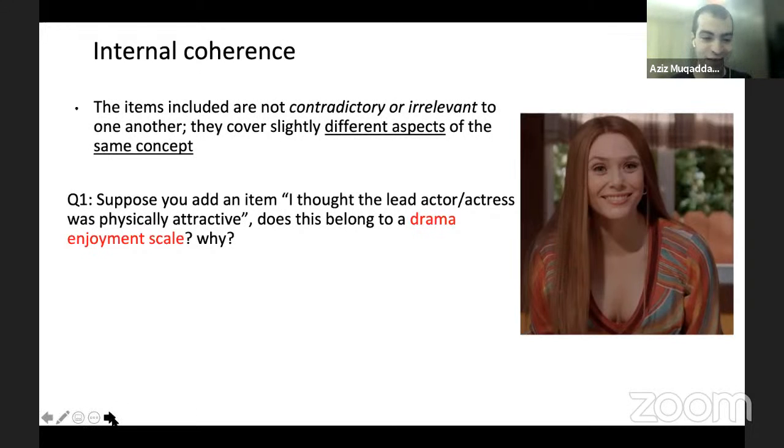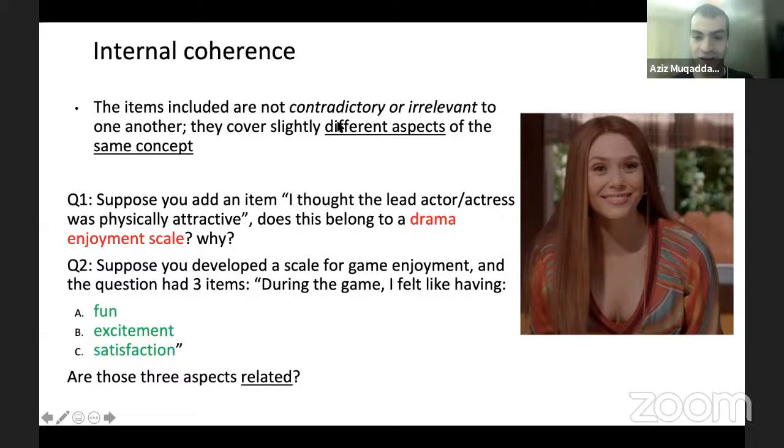So that's the difference. In contrast, suppose you developed a scale for game enjoyment, and you had 3 items. During the game, I felt like having fun, excitement, and satisfaction. Are those 3 aspects related? Fun, excitement, satisfaction. So Eric is nodding. Yes, so there's some cohesion.